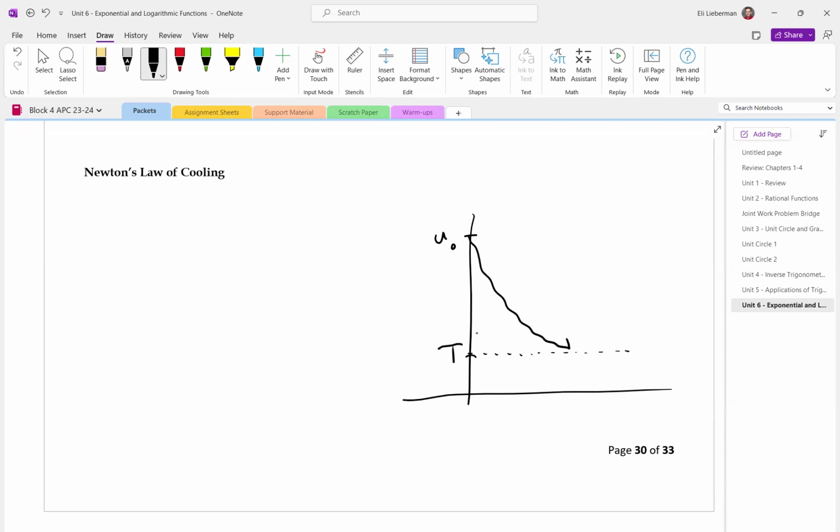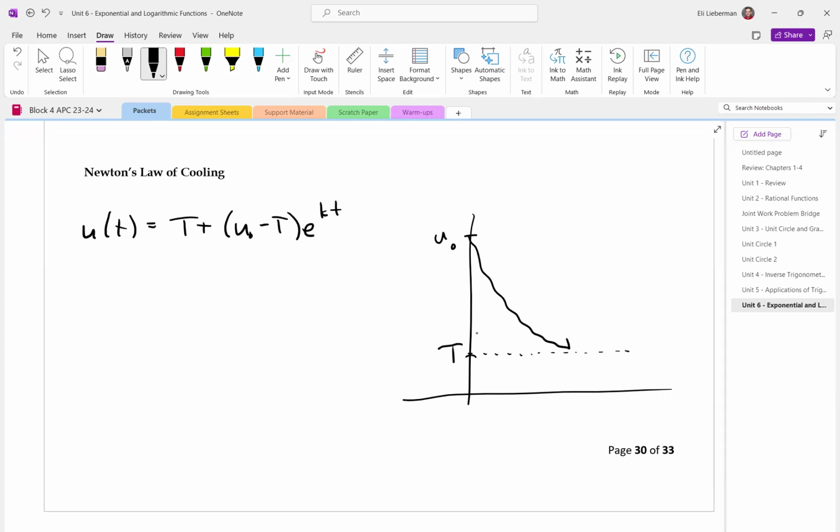This is just another application. So according to Newton's law of cooling, U of t is equal to T plus (U naught minus T) times e to the kt. So we know what e to the kt looks like.